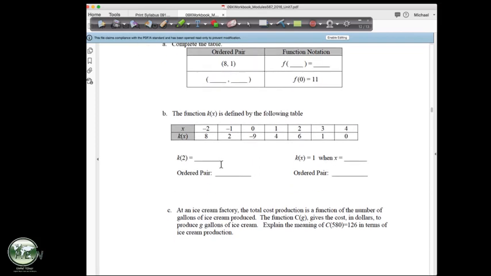There's a table of values. Again, some lookups, either input, find the output, or find the input. Practice with it and just get it set in your mind which is which.